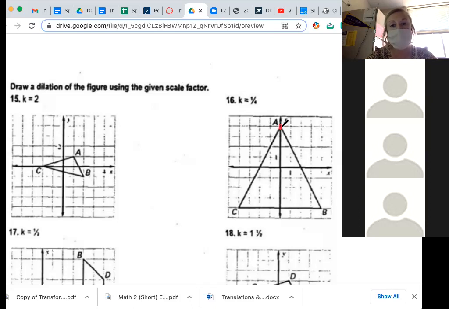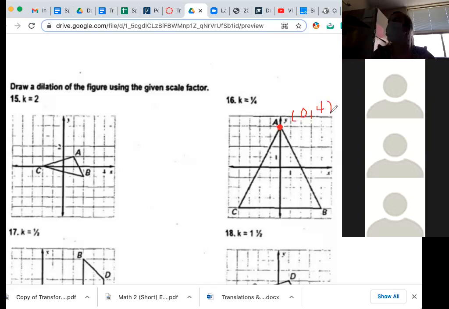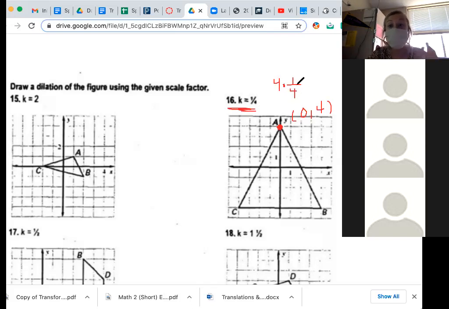What is this point at right here? 0, 4, not 4, 0, 0, 4. It goes left to right, none, up 4. So if I take 0, 4 and I cut that into a fourth, think about it. What is 4 times, not dividing? This is the scale factor. I already told you the scale factor. You multiply to find the image. 4 times a fourth is just 1. So guess what? Your image point would be at 0, 1. This would be A prime.